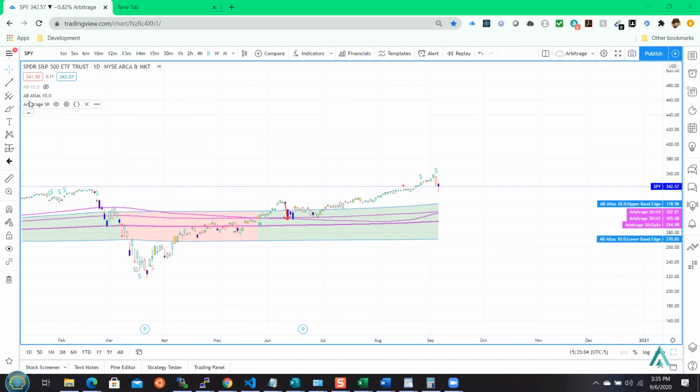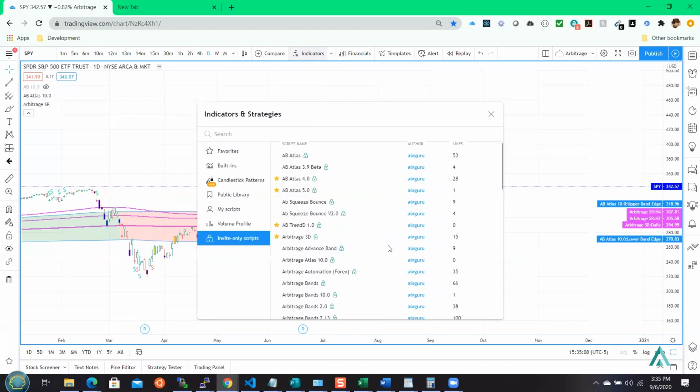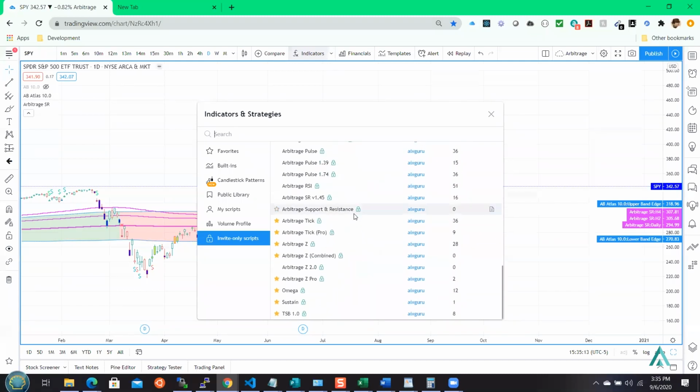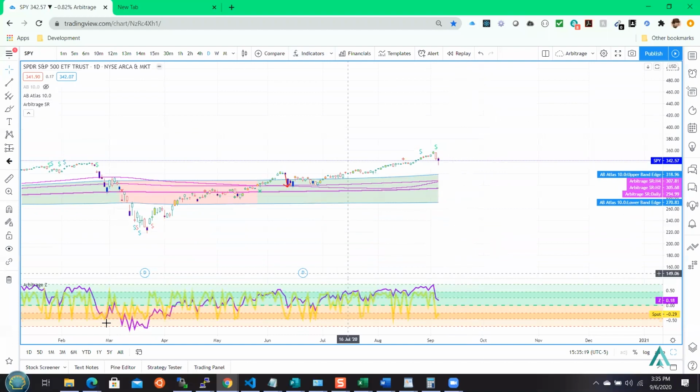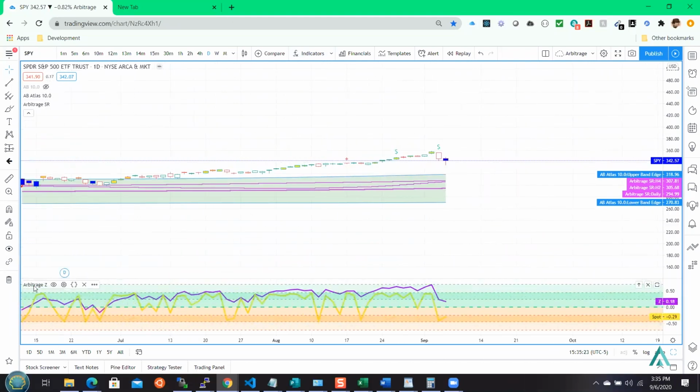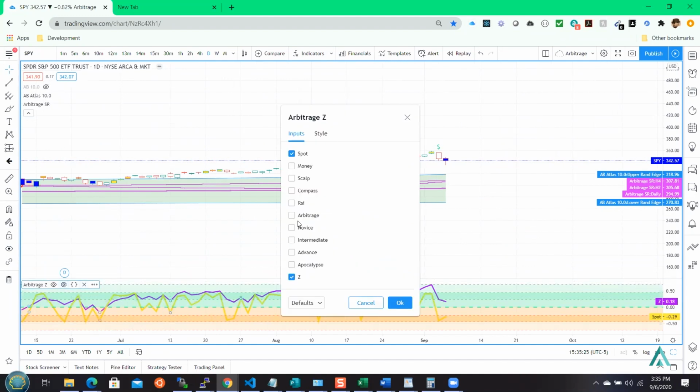But yes, I'm not going to get ahead of myself too far. All right, so the next thing I'm going to show you is Z. There are now technically Z 2.0, which is not out for everyone as of yet. Bands and Atlas got released, but I haven't finished rolling out Z to everyone yet.